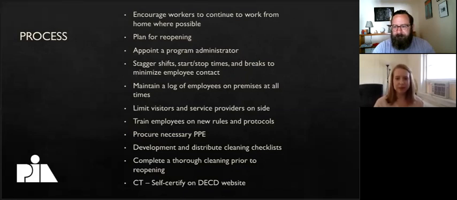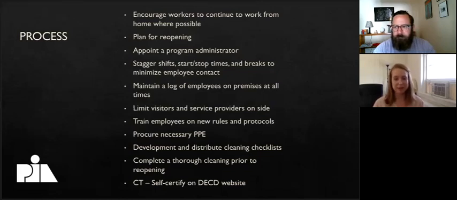So the first is to continue to encourage workers to work from home where possible. Chances are most of your employees have never wanted to go into their office more than they do at the moment. But this way, instead of everyone coming in the same day, having staggered shifts or continuing at least some working from home to minimize the people in the office is still encouraged.